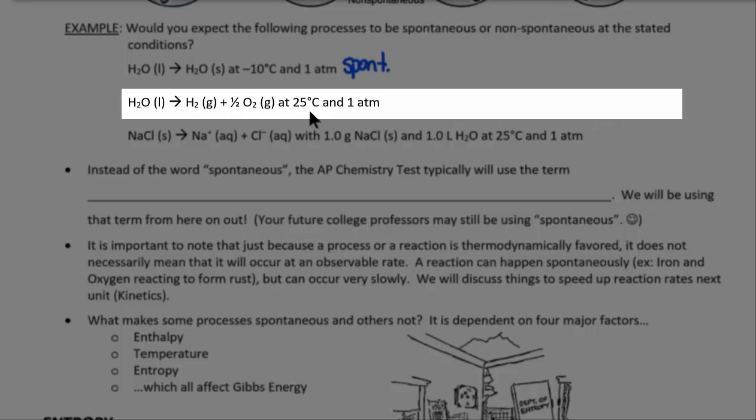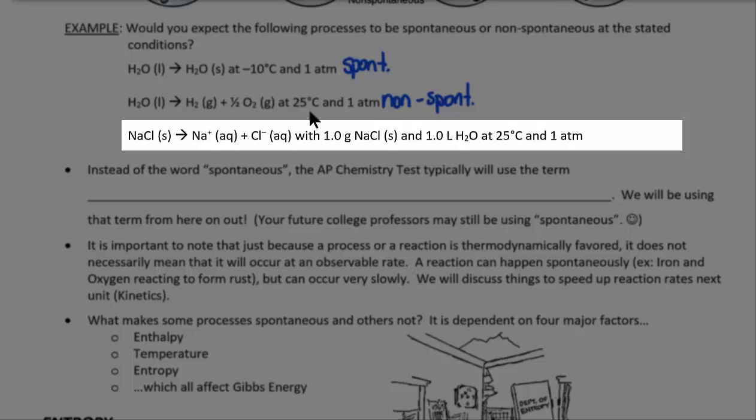Next example. So we have some liquid water and it is going to a gas, hydrogen gas and oxygen gas. 25 degrees C is just slightly warmer than room temperature. In our room at school, it's about 25 or 23 degrees C because we have AC on. So this is just slightly warmer, not much warmer. And if I put a glass of water out on the table, we would not expect it to spontaneously turn into hydrogen and oxygen gas. Thank goodness, because we would have some explosions, I'm sure. So this second reaction is non-spontaneous at this temperature and pressure.